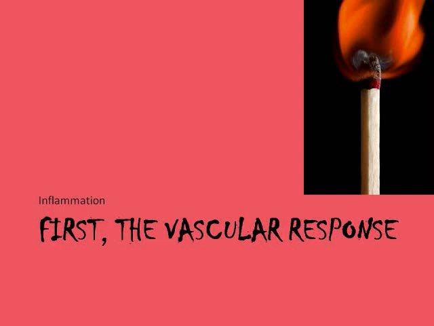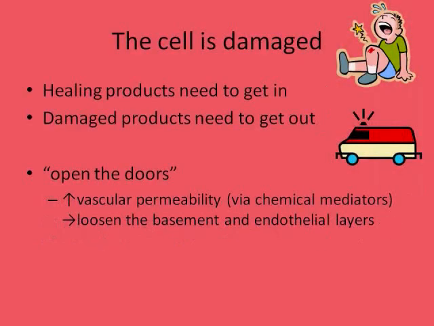First, we get the vascular response. The cell is damaged. Healing products need to get in to the damaged cells, and damaged products need to get out. They need to get taken away and removed from the body. So within the blood vessels, like we've just said, we open the doors. We have that increased vascular permeability that loosens the basement and endothelial layers to let the good stuff out of the blood vessels to get to the damaged tissue.